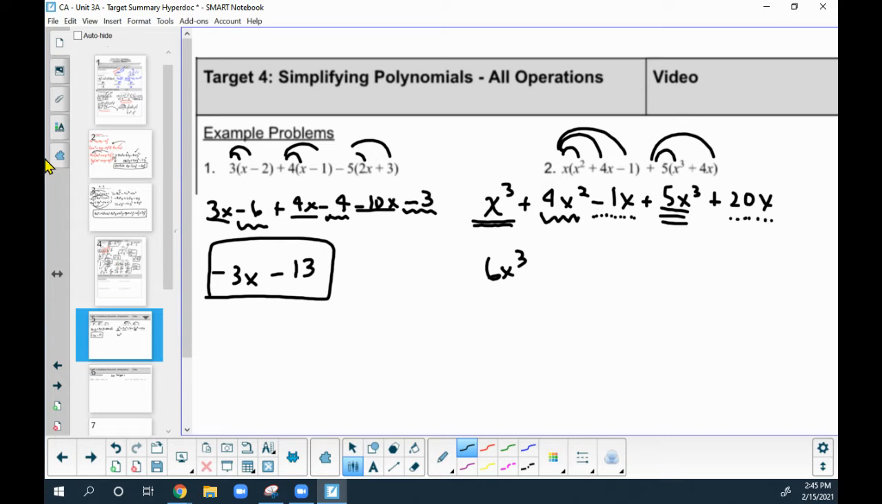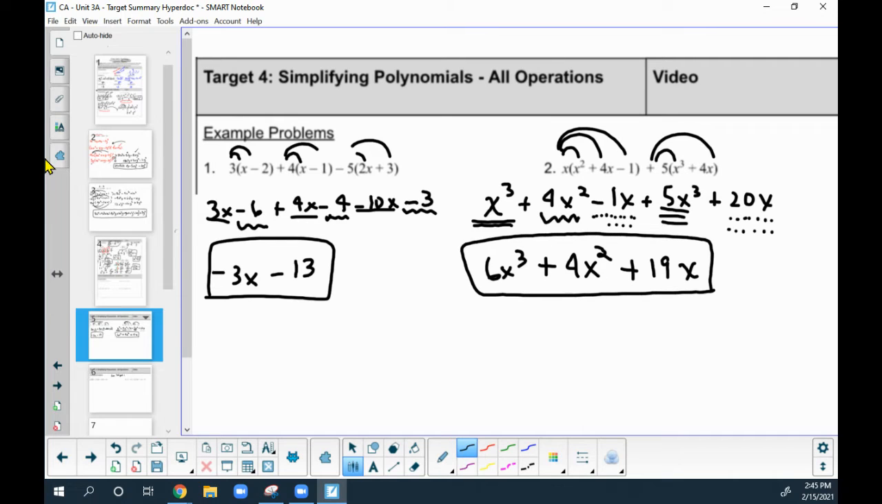And now let's do it in order, standard form. The next power is the second one, but there's nothing together with it. And then the next power, we've got negative 1 and positive 20, that's just like 20 minus 1, so that's positive 19, and that is an x.